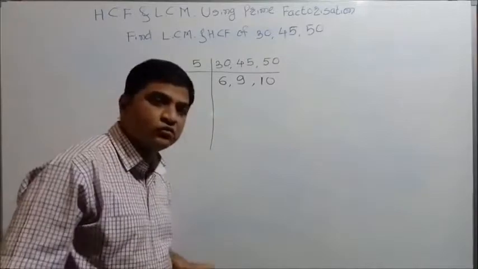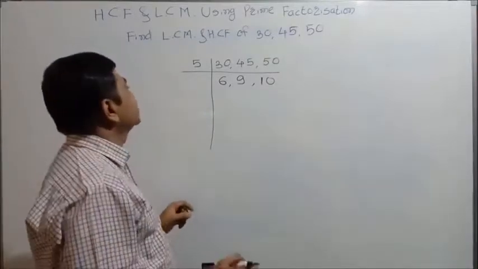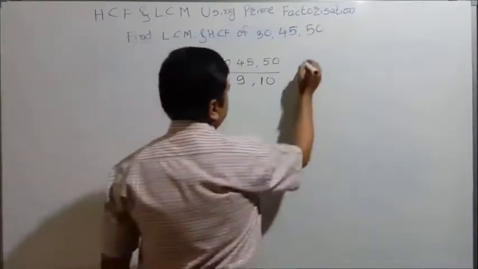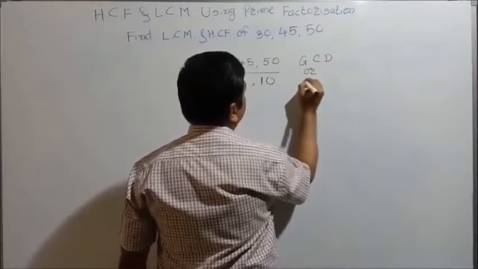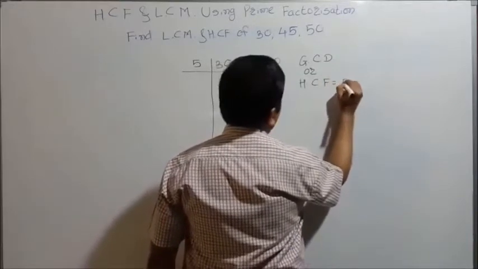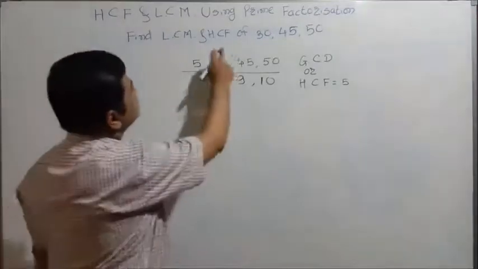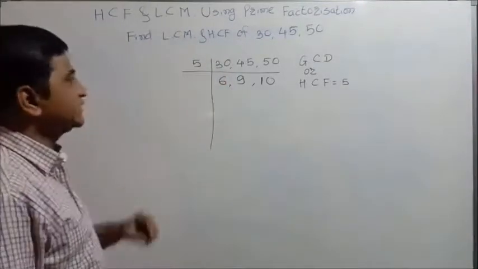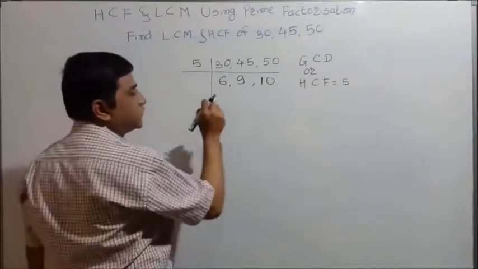So I get that 5, 6s are 30. When I divide 45 by 5, the quotient will be 9, because 5, 9s are 45. When I divide 50 by 5, the quotient will be 10. Now we have new dividends: 6, 9 and 10. Is there any common divisor for all the three numbers?